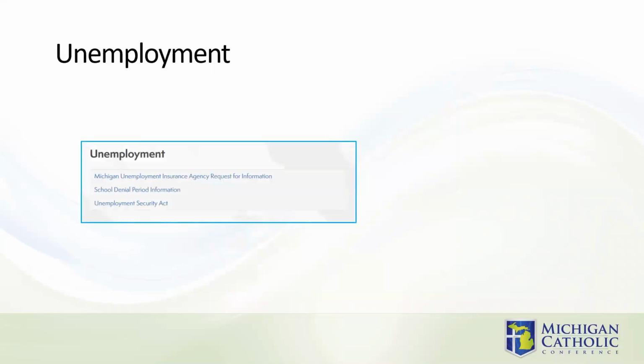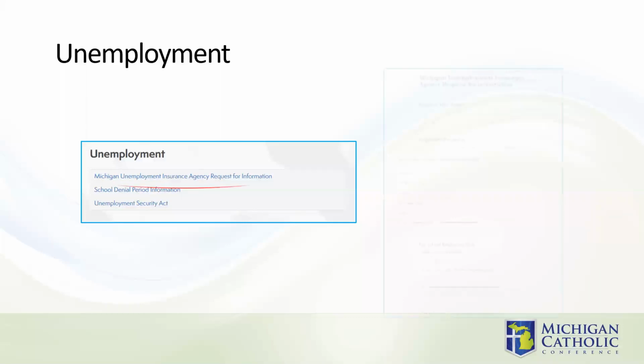And at the bottom of the toolkit page, you'll find a section on unemployment. If your unit participates in MCC's unemployment program, you'll know that all notice of claim filings come directly to us. If the unemployment insurance agency has questions, we reach out to the claimant's former employer for the answers. And if the claim is disputed, we represent the employer at the scheduled hearing.